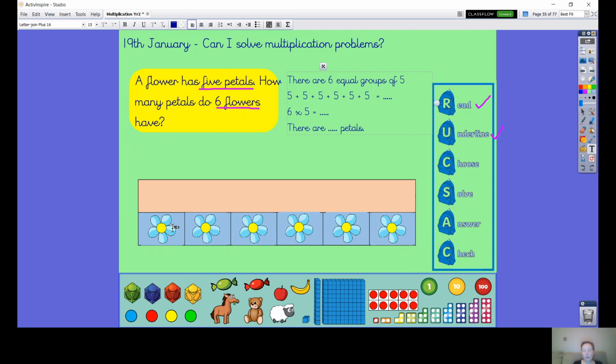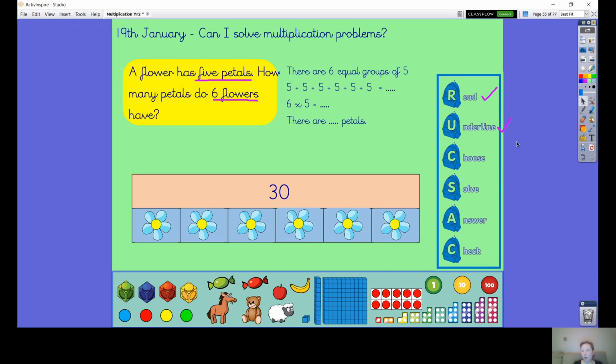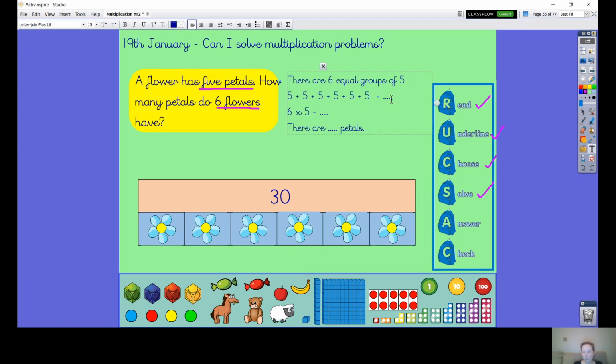So let's count in 5s for the petals. 5, 10, 15, 20, 25, 30. So I can type in this bit here. There are 30 petals on all of those flowers. So let's solve, or we've done the choose, let's give our choose a tick. We've just solved it as well by counting in 5s. So there we go, we've got 30 and 30 here. Let's write our answer then. So our answer is there are 30 petals.